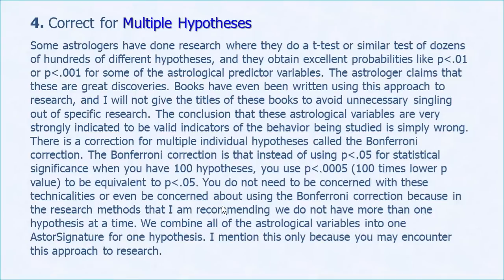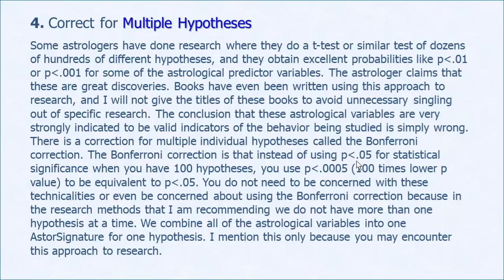So that's the actual real probability. You have to multiply by how many hypotheses you have. This is called the Bonferroni Correction. Okay, the Bonferroni Correction. So there it is. Anyway, just thought I'd let you know, because people do publish these kinds of things, and all you have to do is apply the Bonferroni Correction.